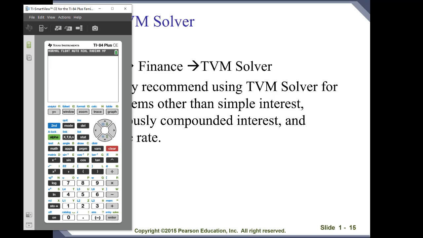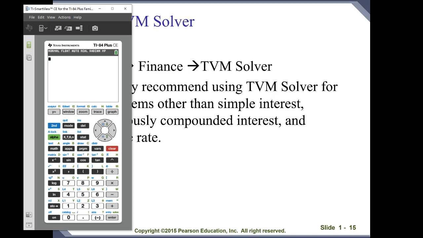So to get to TVM Solver, push the apps key on your calculator. The apps key is in the third row of keys down, right next to the math key. And I know that if you have only had a TI-84 for a little bit, if you just bought it for this course or a previous math course, it takes a while to learn where these keys are.